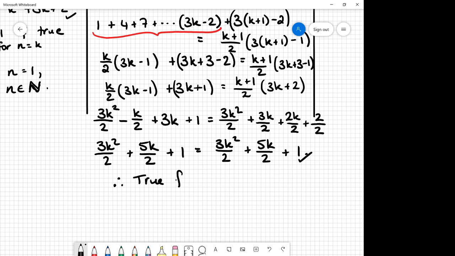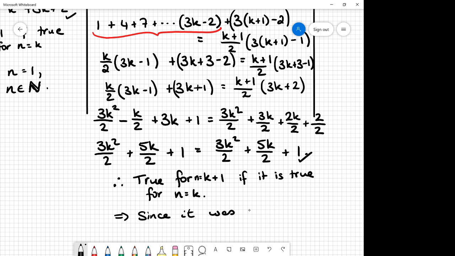That means it's true for n equals k plus 1. If it's true for n equals k, therefore, since it was true for n equals 1, it has to be true for all of the natural numbers, by the same reason as last time. Being true for 1 makes it true for 2, being true for 2 makes it true for 3, and so on.